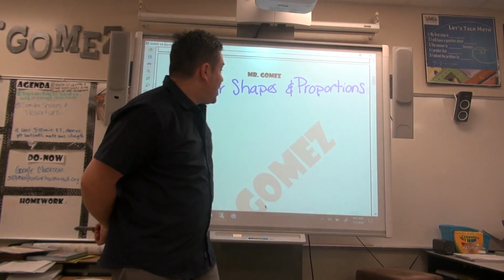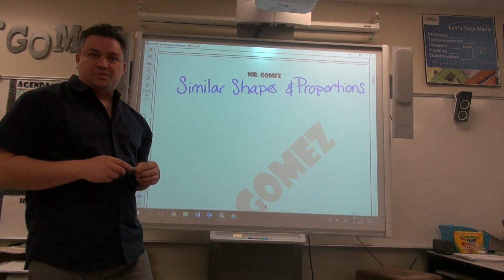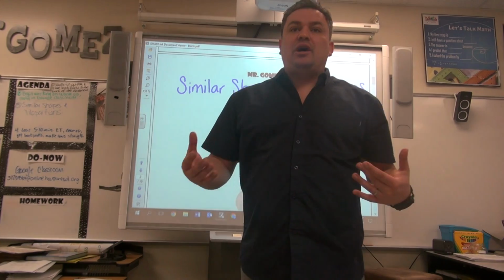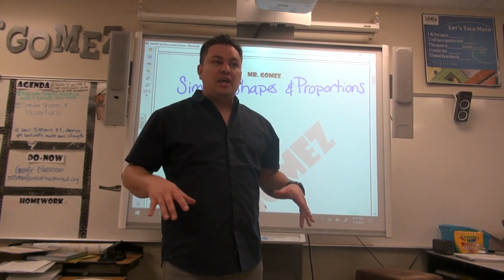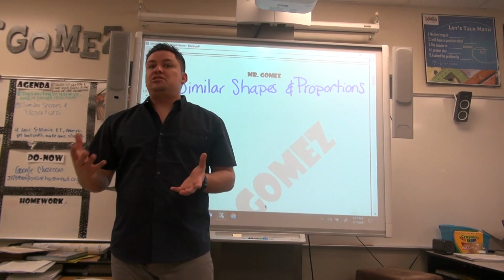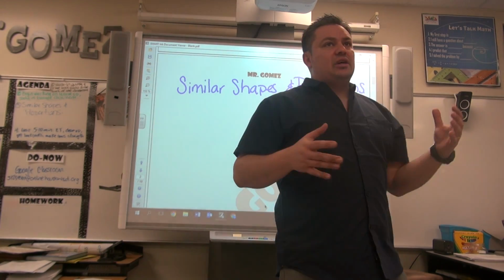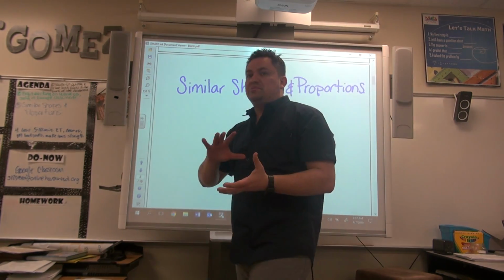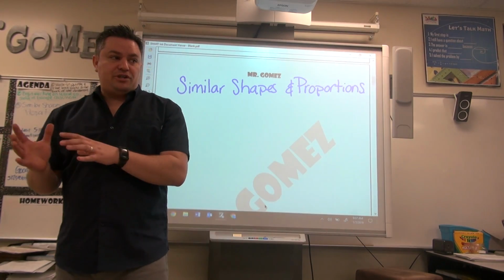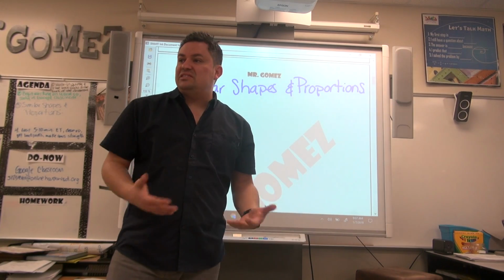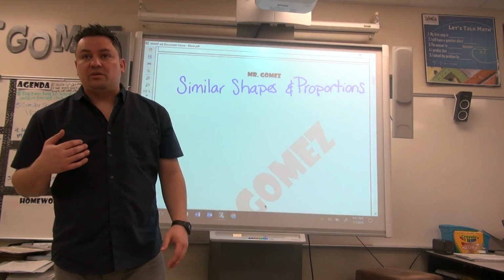Today we're going to talk about similar shapes and proportions. Okay, so we have already talked about different types of proportions before. Today we're going to talk about similar shapes and their proportionality. So basically, they're going to give you two shapes for you to compare the measurements and come up with what the missing side is going to be or the missing angle.